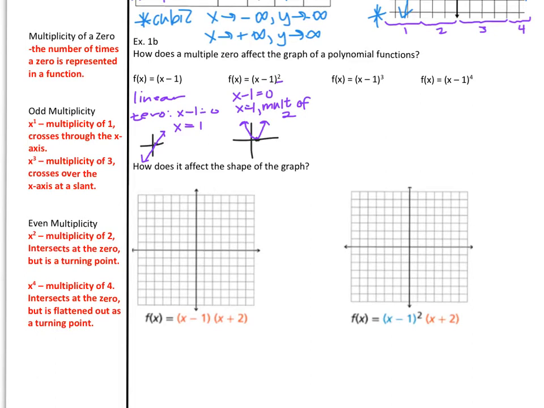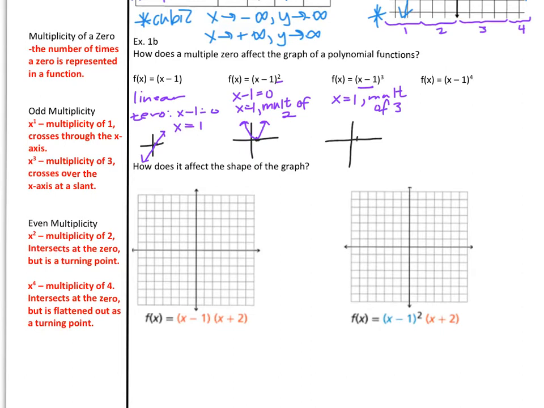If you have x minus 1 cubed, that means it's a cubic root or a cubic 0 or a multiplicity of 3. Again, because of that x minus 1, the 0 would be x equals 1. And that's a multiplicity of 3. And they'll ask you about multiplicities on your homework. And remember, we said this kind of slants through, so it's not going to be linear like the first example.